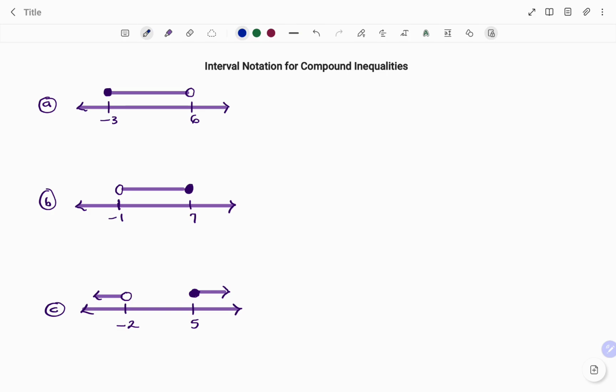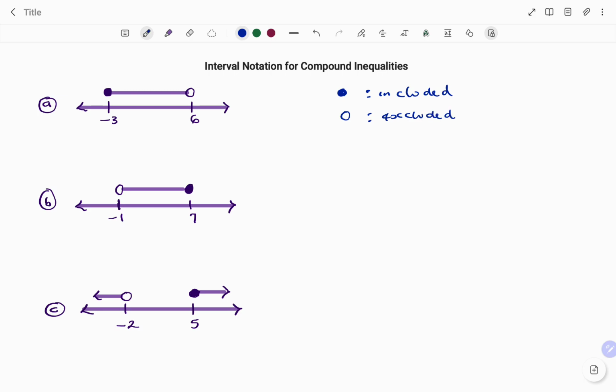Recall that if you have a filled circle, then the number is included. What I mean by included is, if I have a filled circle at the number, then irrespective of whether it's a greater than or less than, the equality sign will be added. But if it's an open circle, as shown, then the number is excluded.